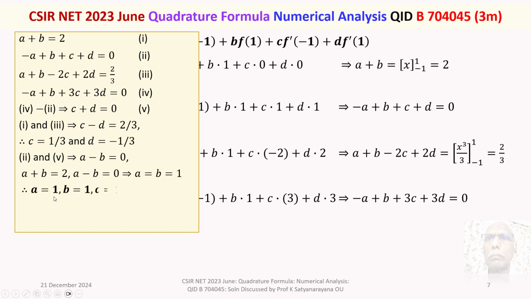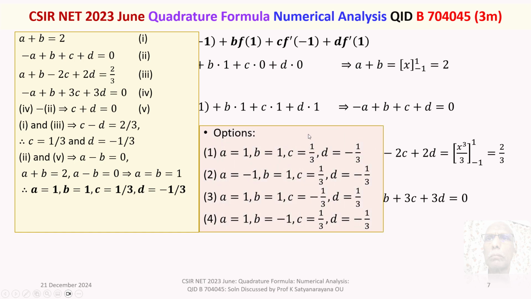Thus, the solutions for a, b, c, d are a is equal to 1, b is equal to 1, c is equal to 1 by 3, d is equal to minus 1 by 3. And call on the options. Your option 1 is a is 1, b is 1, c is 1 by 3, d is minus 1 by 3. That is precisely our answer. Therefore, option 1 is true. The answer to this question is option 1. Right. And that is the detailed discussion of the solution of this problem.